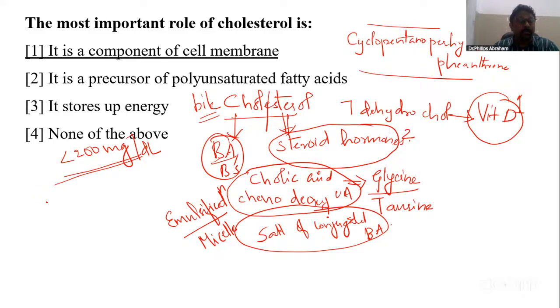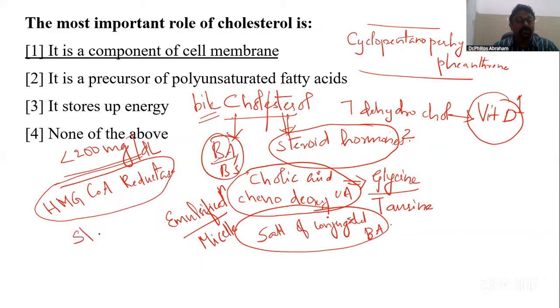One rate limiting enzyme in cholesterol synthesis, very important: HMG-CoA reductase. Why is this enzyme important? Because this is a rate limiting enzyme, and whenever a patient has hypercholesterolemia, we give a drug that inhibits HMG-CoA reductase. That's called statin. Please note, HMG-CoA reductase is the rate limiting enzyme for cholesterol synthesis, and it is inhibited by a compound called statin.